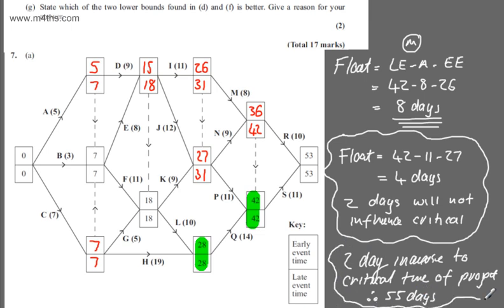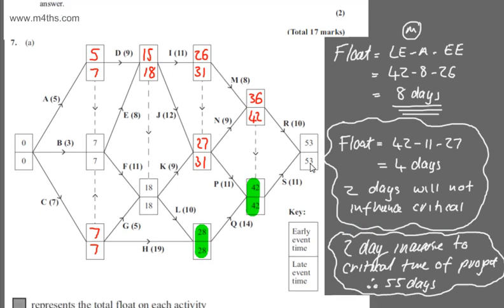Whatever they're delayed by is going to be the amount that you're going to have to add to the critical time of the project. So 2-day increase on the critical time of the project if we delay Q. If we look here, S, if we delayed S by 3 days, we'd go out to 56 days. And again, you can look and see which are the critical activities.